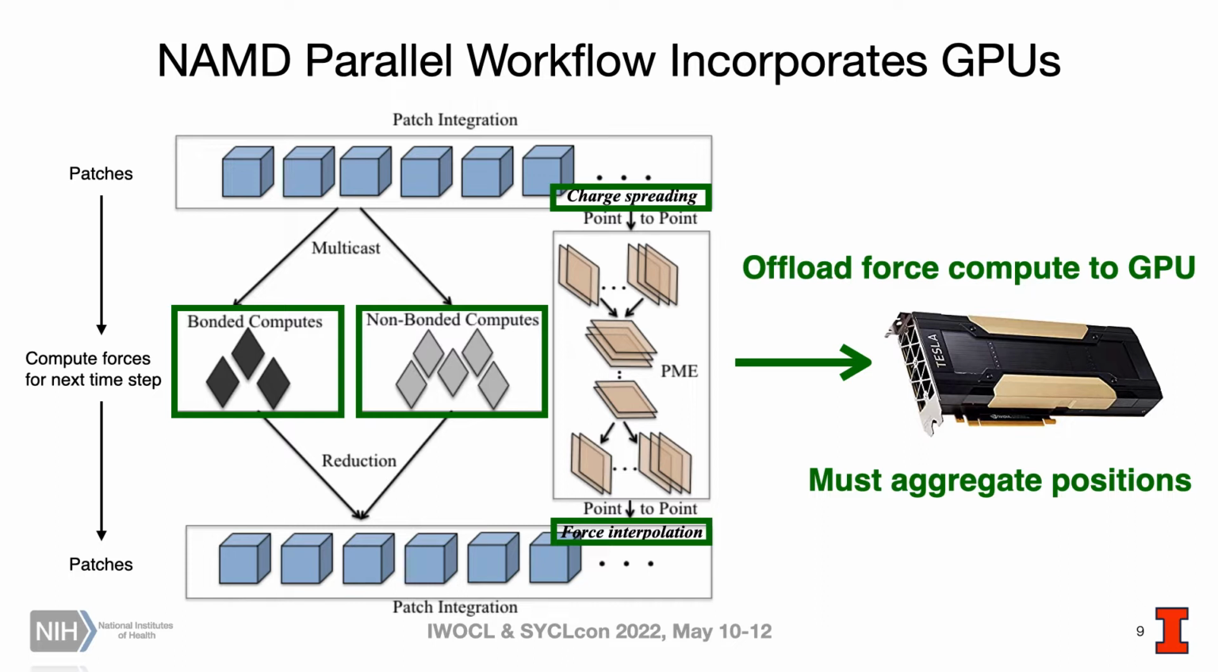GPUs can be engaged using an offload strategy to perform the scalable parts of the force calculation. In order to use a GPU, you need enough work to make it cost-effective to transfer data to it and launch a kernel, which requires aggregating the compute objects, which effectively is aggregating atom positions. GPUs were first introduced for the short-range non-bonded force computes, the most flop-intensive part of the entire force calculation, and later for the bonded computes and the scalable parts of the PME algorithm, as it became necessary to offload more work from the CPUs.